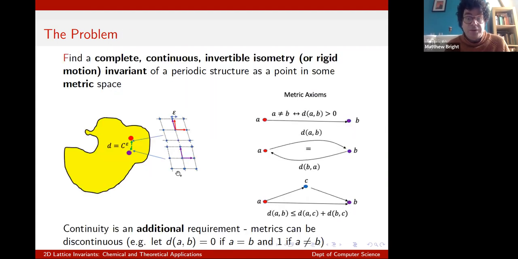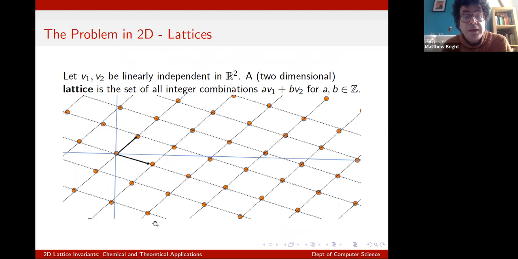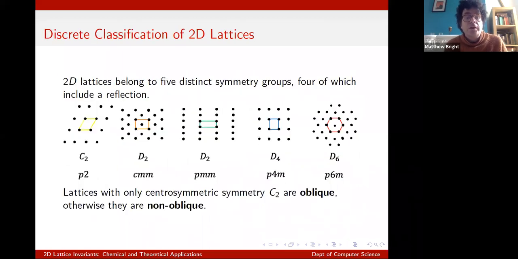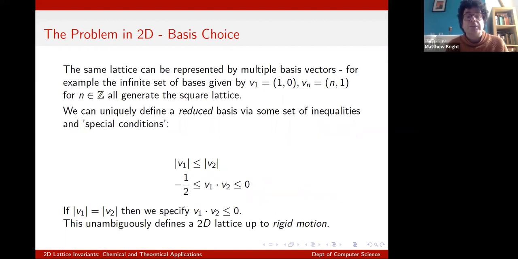These are the metric axioms it would have to follow, and we want that distance to be continuous, which it doesn't necessarily have to be. And we've done this for lattices, which you can think of as represented by some linearly independent basis in R2, taking all integer combinations. There are discrete symmetry classifications of these lattices, but a complete classification up to isometry wasn't known until now.